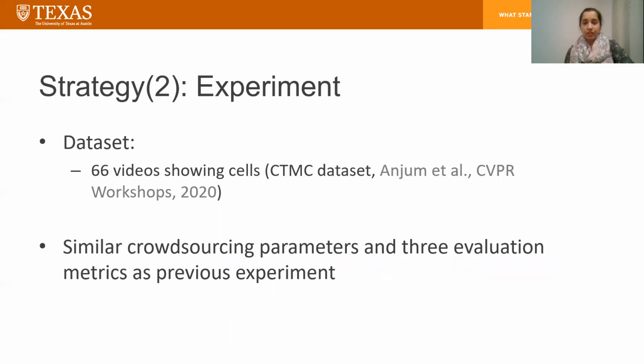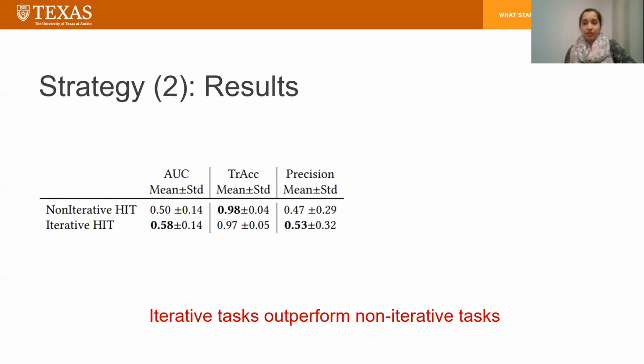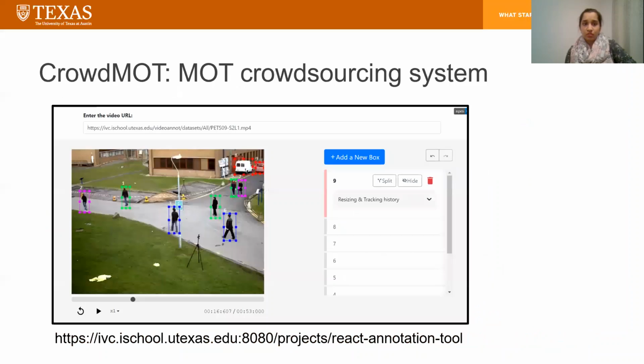We performed a similar experiment here, but with a larger data set of 66 videos showing cells. We observed workers perform better when they were able to see previous annotations. We also observed that the non-iterative round, a larger chunk of videos that is shown here in gray, had low quality annotations, while in the iterative round, only 2 were deemed as low quality. This further demonstrated that there is an advantage to having workers see previous annotations.